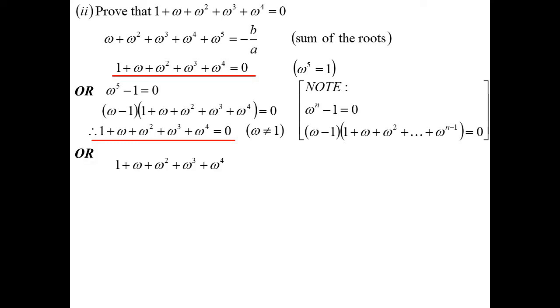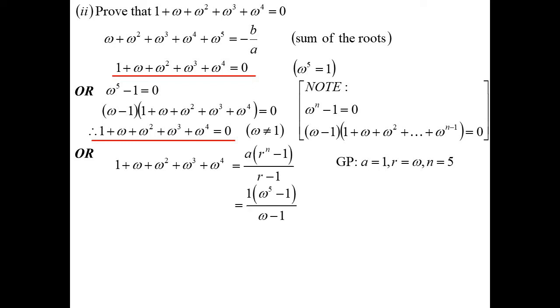Of course, another way we could do it. That looks familiar. It's a geometric series. So I've got the first term is 1, the ratio is omega, number of terms is 5. So a, r to the power of n minus 1 over r minus 1, sub in, omega to the power of 5 minus 1, hang on a sec, that's equal to 0. So we have our solution. So lots of different ways of solving.